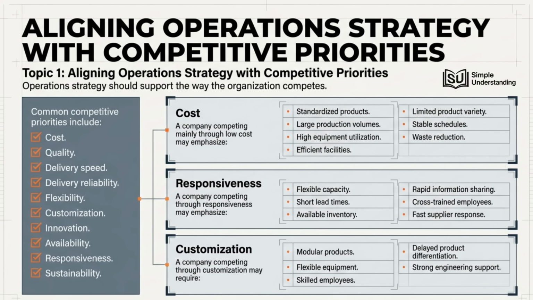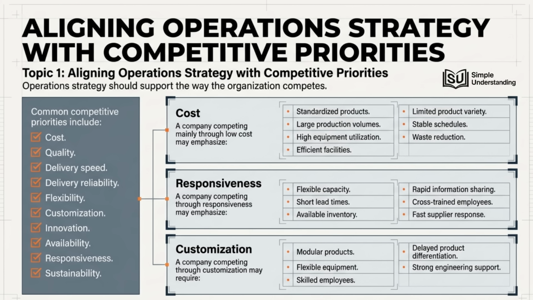Operations strategy should support the way the organization competes. Common competitive priorities include cost, quality, delivery speed, delivery reliability, flexibility, customization, innovation, availability, responsiveness, sustainability. A company competing mainly through low cost may emphasize standardized products, large production volumes, high equipment utilization, efficient facilities, limited product variety, stable schedules, waste reduction.